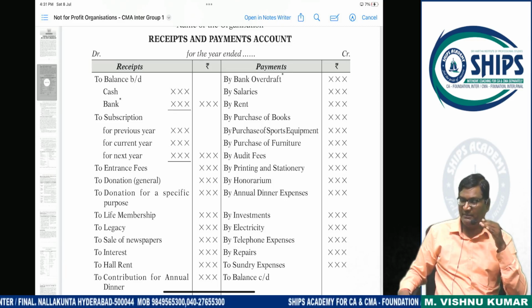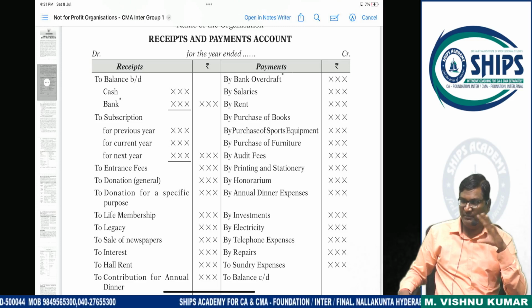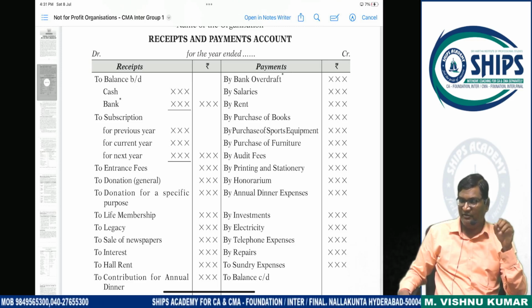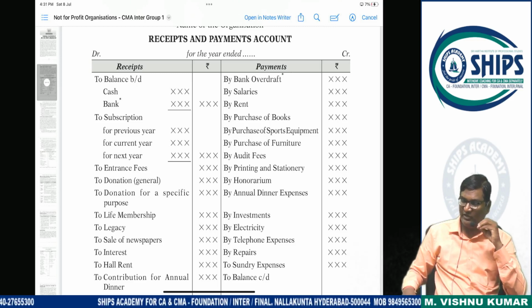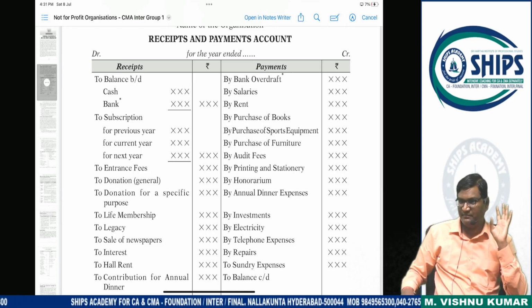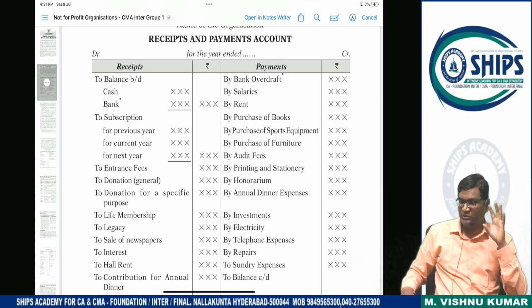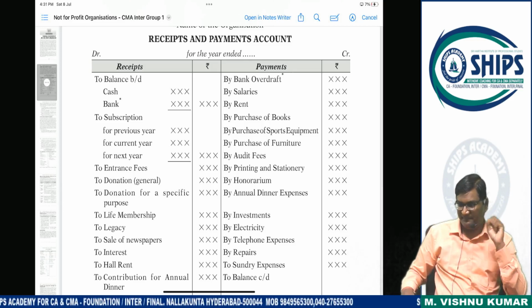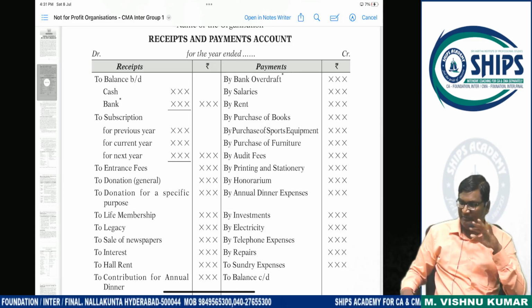Donation can be general also, specific also. Specific donation means it is given for the construction of a capital block, or construction of any pavilion, etc. It will be used for a specific purpose only. General donation means it can be utilized for any purpose. Entrance fees means to enter into the organization, it has to be paid to take the entry. Life membership fees means to become a member for the whole life, it will be given.